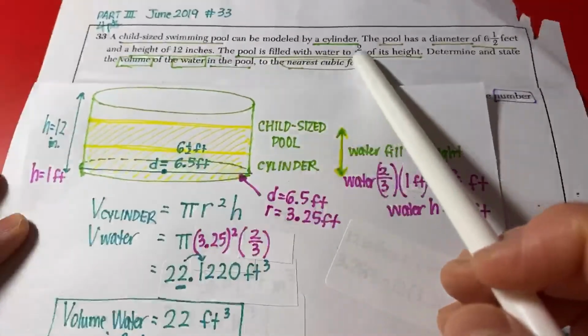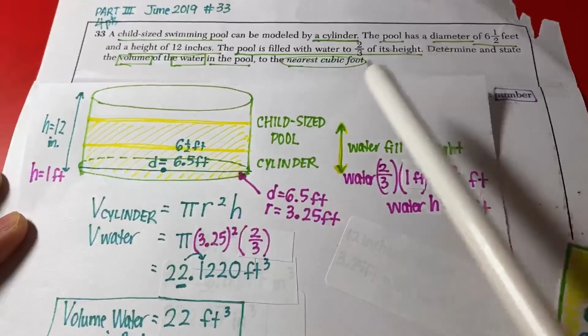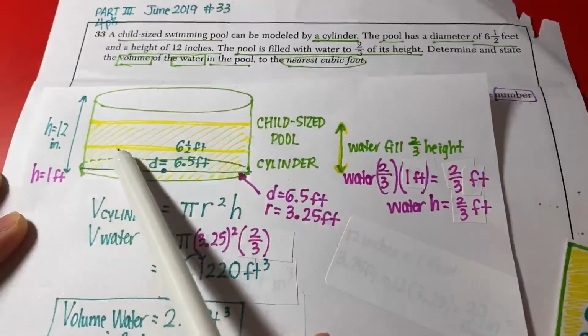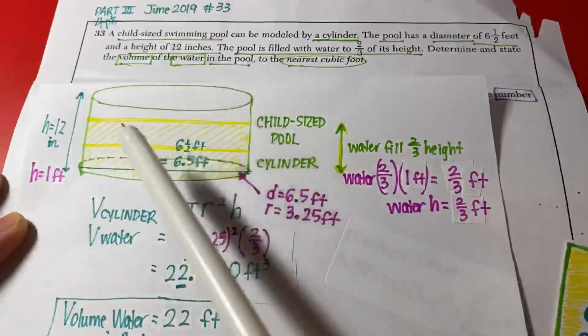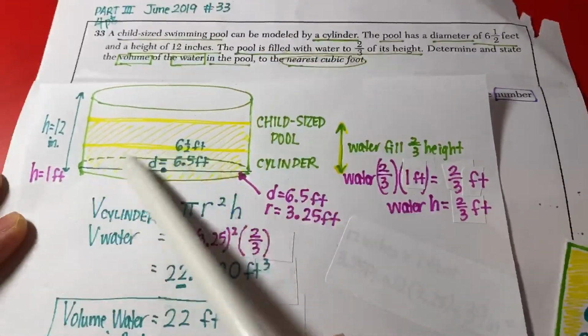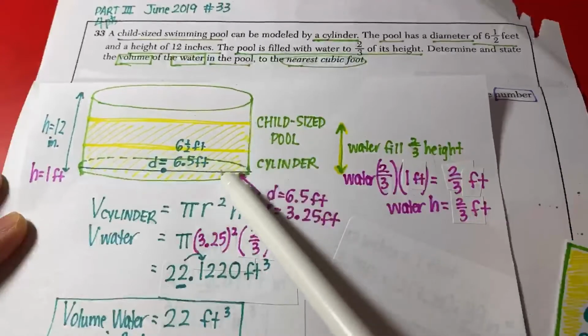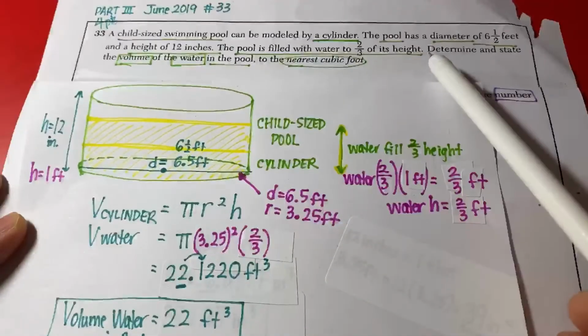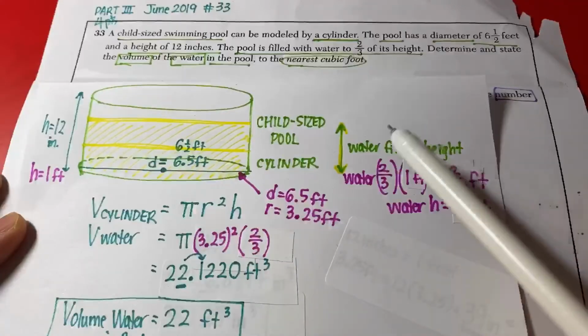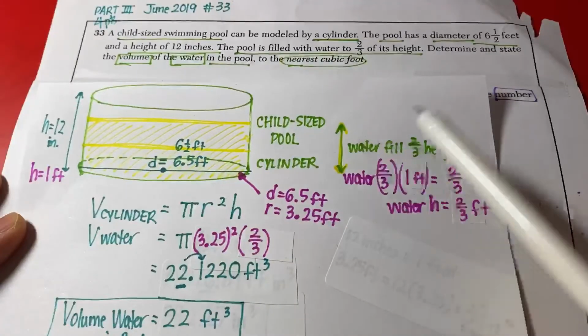The pool is filled with water 2/3 of its height. So if you look at the drawing here, I separated the pool into 3 parts, right? And so I filled it with water. In this case, I shaded it yellow. So yellow is how much the water is filled, and it's filled 2/3 to its height. So water filled 2/3 to its height.